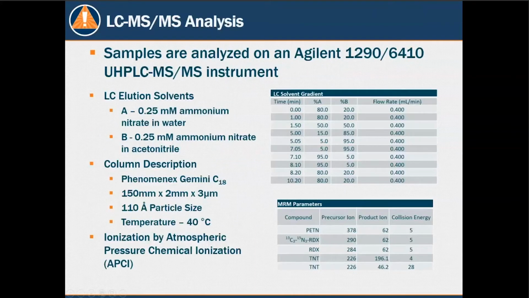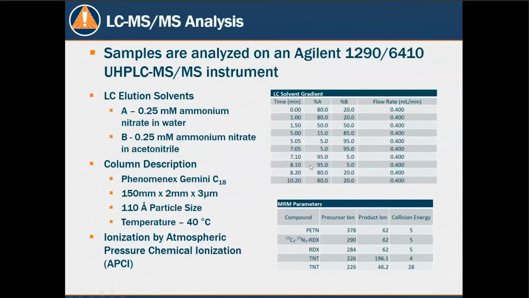So we analyzed the samples on our Agilent 1290-6410 ultra high pressure LC-MS, so it's a triple quad instrument. Our LC solvents were relatively standard for explosives analysis. Our aqueous phase was 0.25 millimolar ammonium nitrate in water. Our organic phase was 0.25 millimolar ammonium nitrate in acetonitrile. We used a Phenomenex Gemini C18 column and all the other various parameters of it are shown there, with the column being held at 40 degrees C.